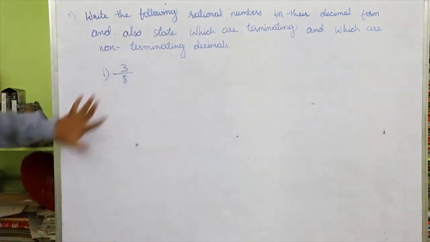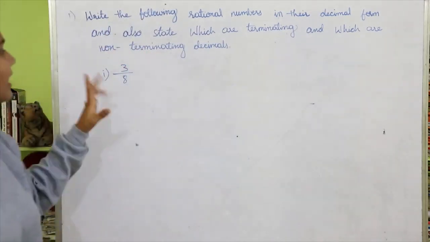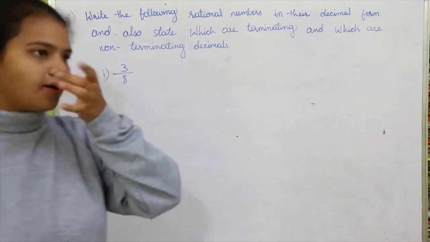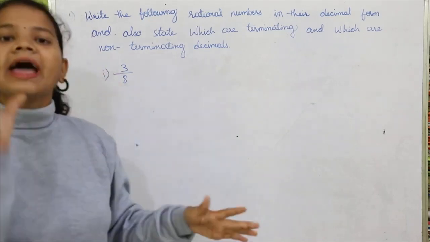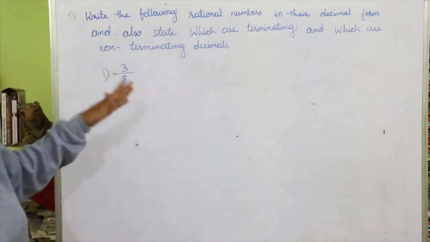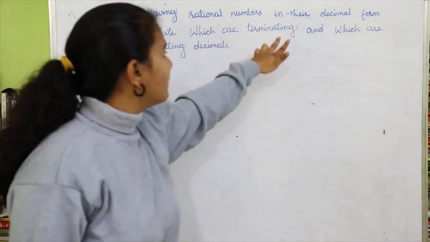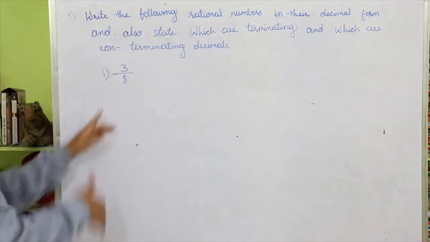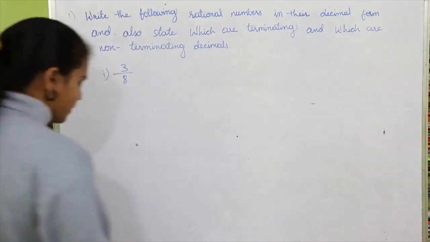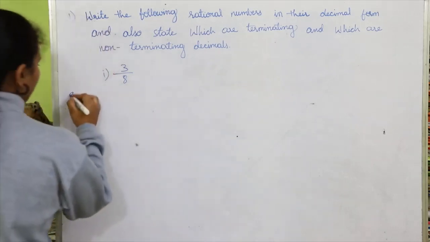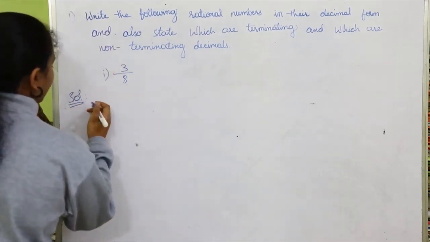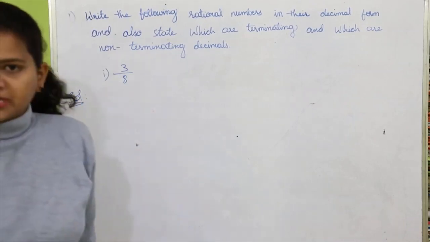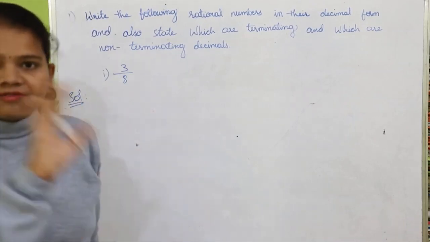But coming back to our question, here they have given a few fractions like 3 by 8, 25 by 5, something like that, and they asked to state whether they are terminating or non-terminating decimals. So what do we do? The first one given is 3 by 8. To show whether this is terminating or non-terminating, firstly we must do division.